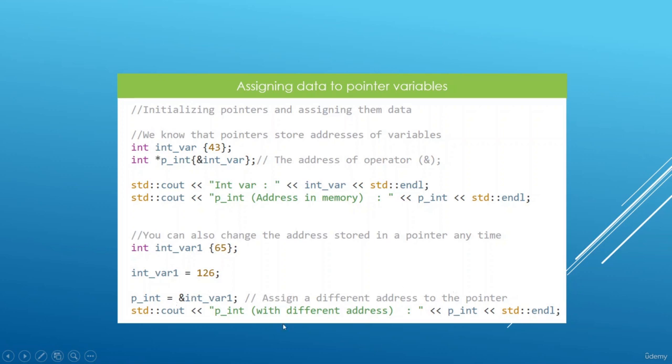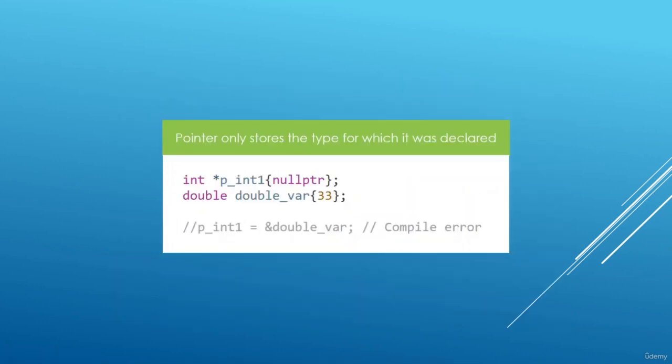It's going to work. If we print it out, we're going to get a different address printed out. This is how you can store values in your pointer variables. Again, you can't cross-assign different pointer types. Here we have an int pointer which is called pint1, and we have a double variable called double var. We can't take the address of double var and store that in pint1. This is going to be a compiler error. The variables whose addresses you store in pint1 have to be of type int.